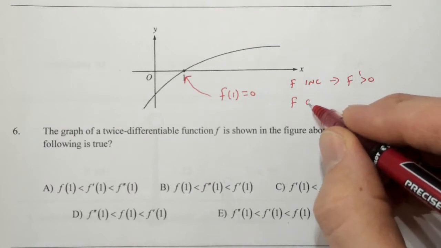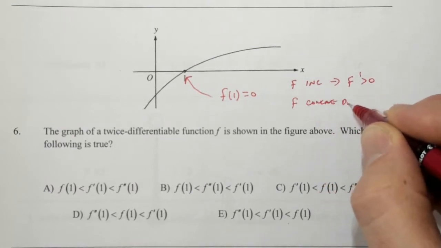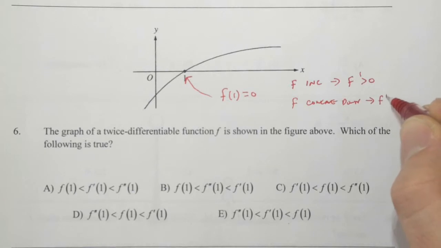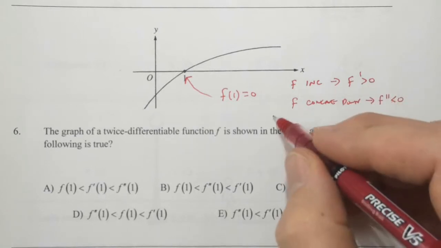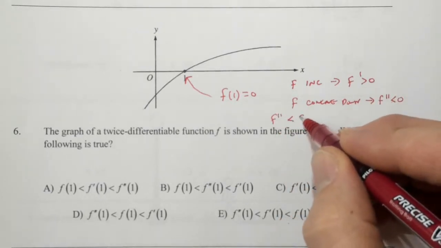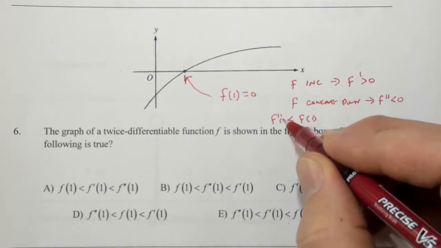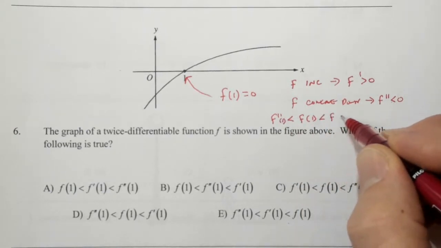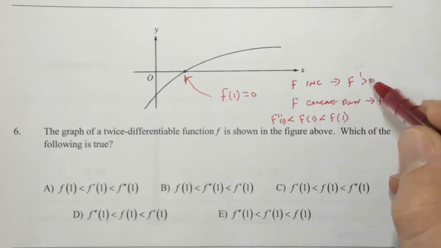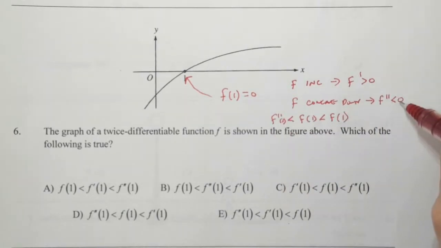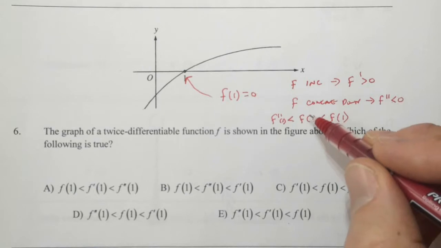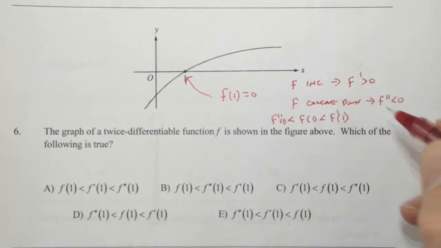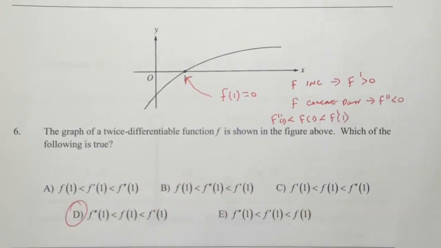All right, so if f is concave down, that means that our second derivative will be negative. So we have a negative second derivative, but a positive first derivative, which means that f double prime of 1 is going to be less than f of 1, which will be less than f prime of 1. All right, positive is bigger than 0, is bigger than a negative number. So we want double prime, and then regular function, and then single prime. So double prime, regular function, single prime, our answer is D.